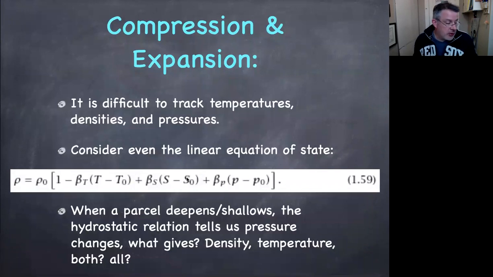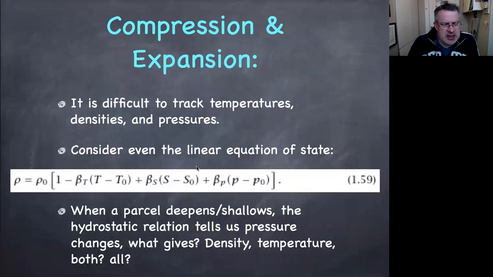So let's think a little bit about what might happen if we were trying to think about compression and expansion. So imagine that you're going up and down in the water column. You'd have to track the temperature, the density, the pressure. We know that our instruments are extremely limited as to which they can measure those. Even under the linear equation of state, what's changing as you go up and down? Well, the pressure is changing. We talked about that, which means the density is changing. But maybe the density is changing because of the temperature, or the density is changing because of the salinity as well. Or maybe the temperature actually doesn't change independently of the density or the pressure.